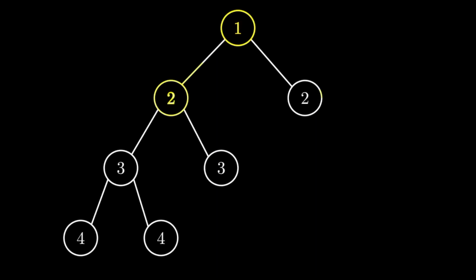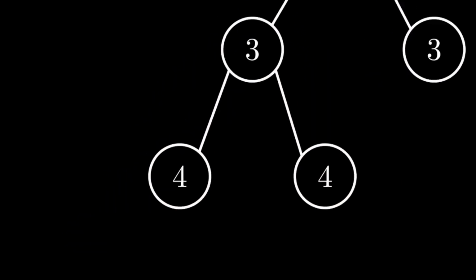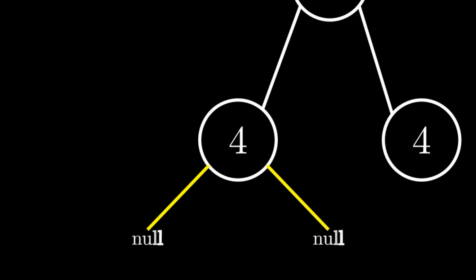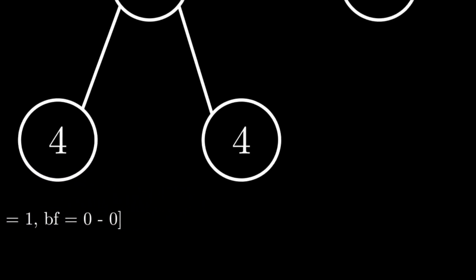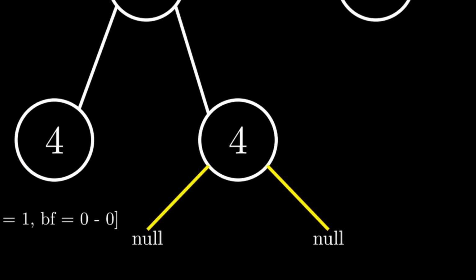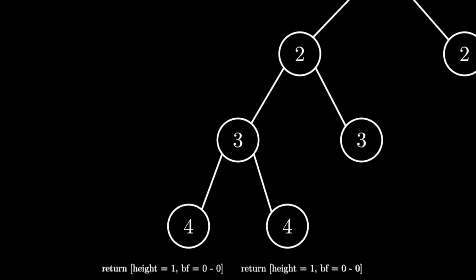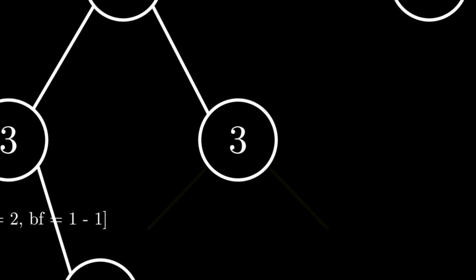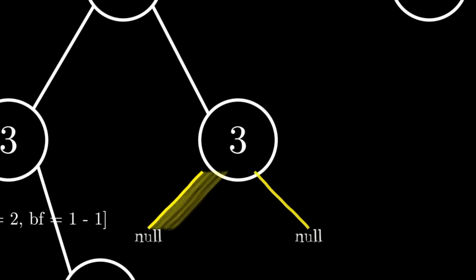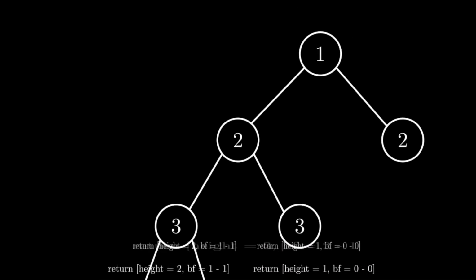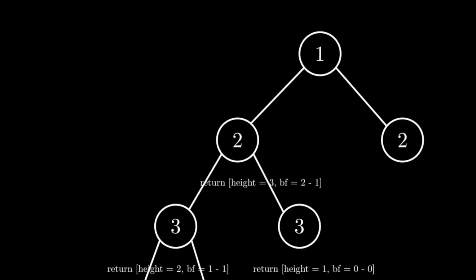Once again, we apply recursion and use a depth-first search to go to the leftmost node. The height is 1 and the balance factor is 0. We then move to the right subtree and see that it returns the same thing. These results propagate to the parent. This process continues until we're done with the left subtree and see that it has a height of 3 and a balance factor of 1.